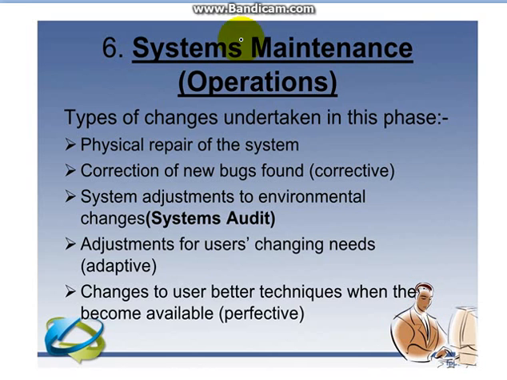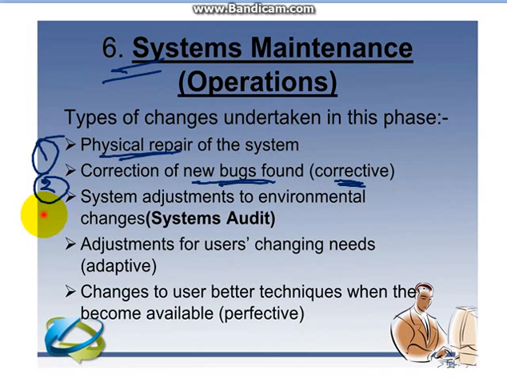And what are the system maintenance activities? Either we have to physically repair the system, or secondly the correction of new bugs being found, if they are corrective, or thirdly some system adjustment to environment changes is made. So a system audit process takes place. This is the third type of system maintenance.